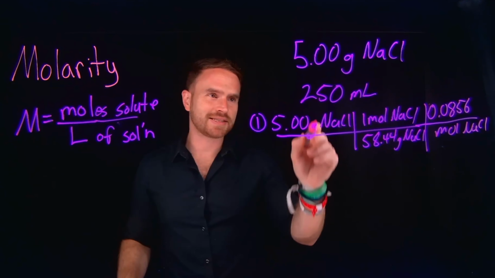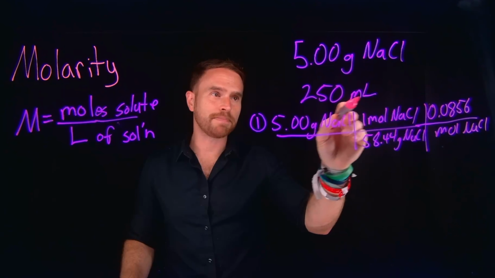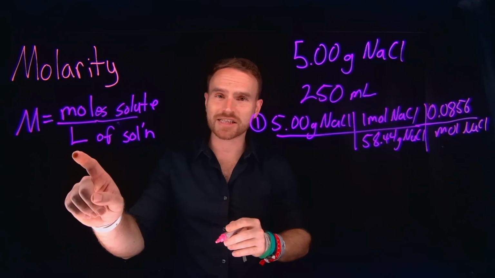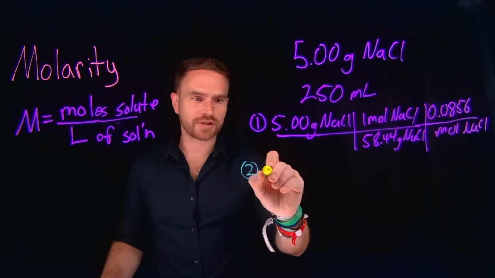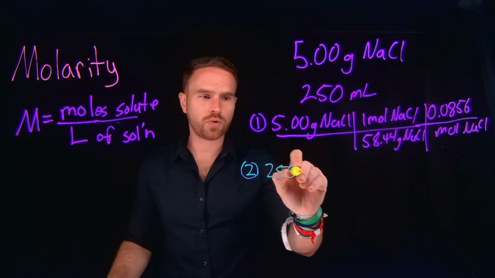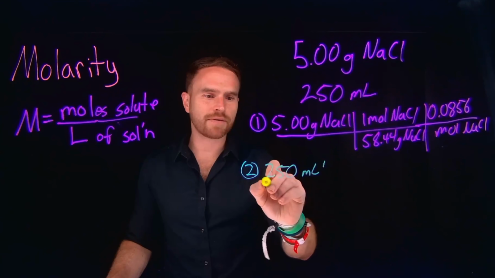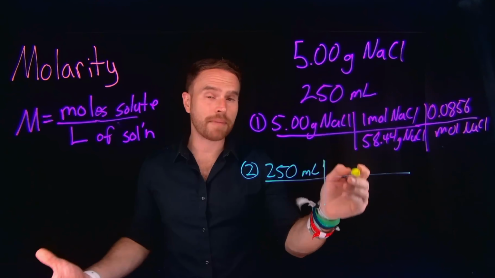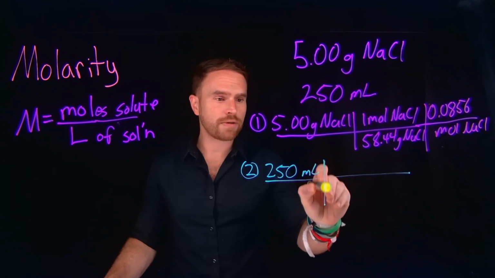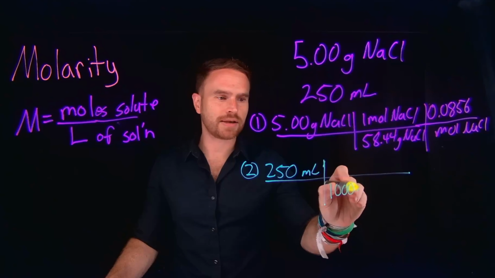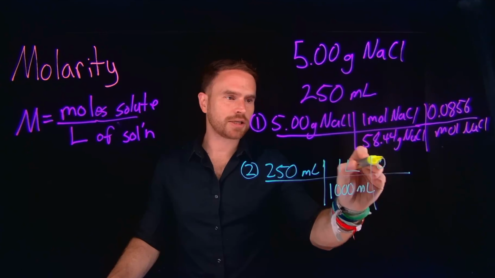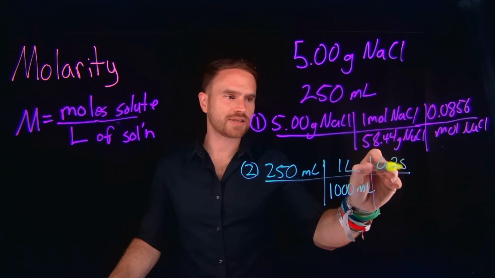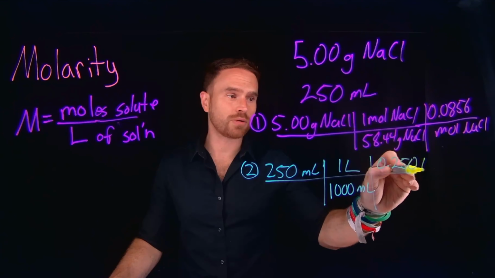The next thing that I see is that my volume was given to me in milliliters, but for molarity, I need this value to be in liters. So the next step will be to convert my milliliters of solution, where I was told that I have 250 milliliters, into liters. And for that, I remember the unit conversion factor, or the fact that there are 1,000 milliliters for every 1 liter. And I can perform this calculation and see that 250 milliliters is equal to 0.250 liters of solution.